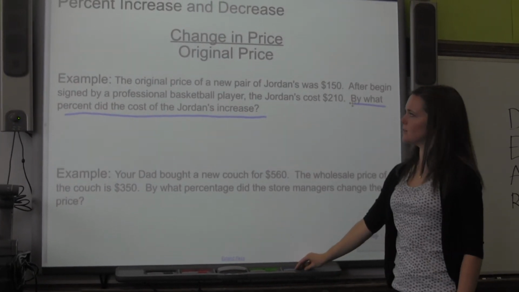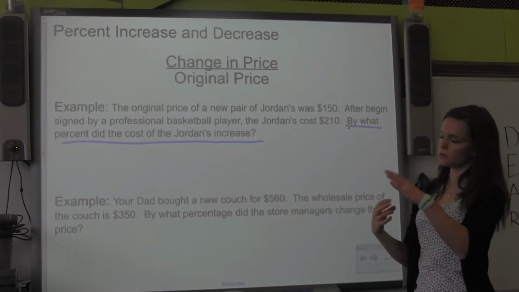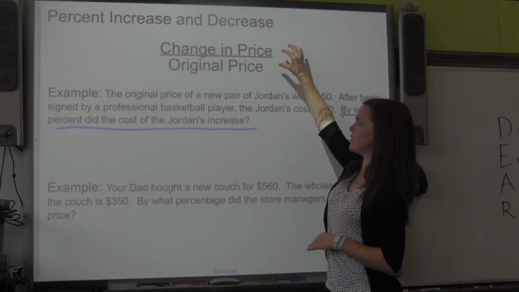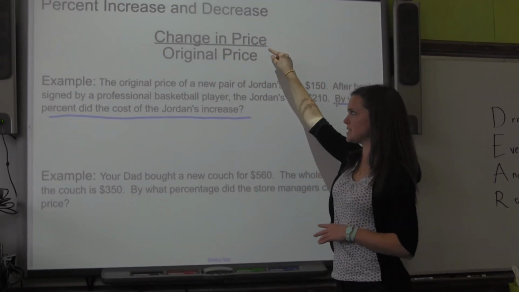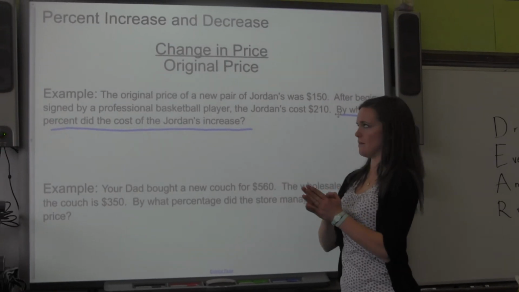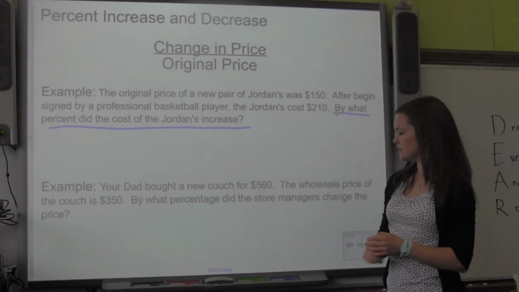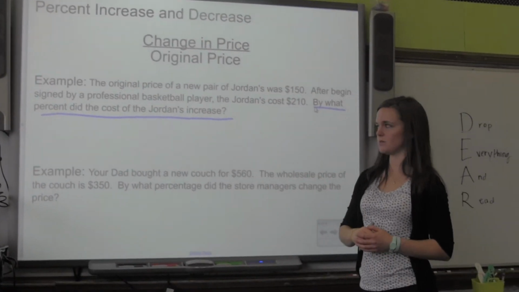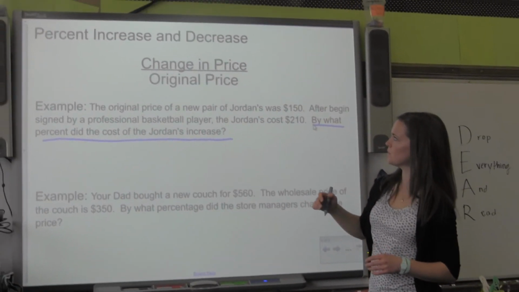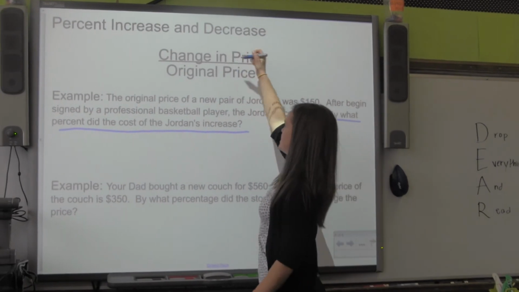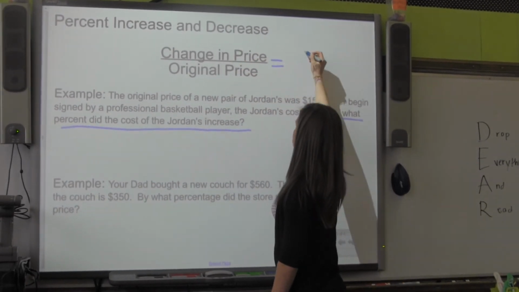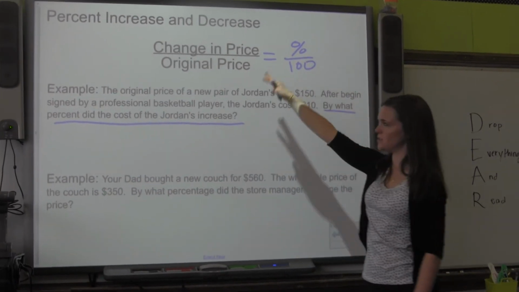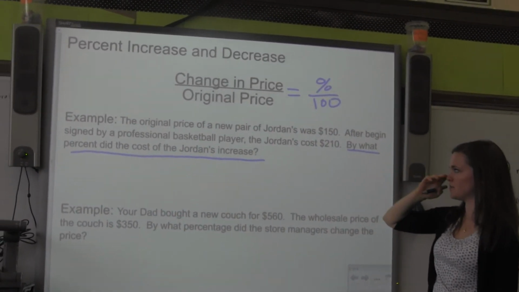So now what we're doing, we are still comparing a part to a whole, but the part is now the change in price, or the change in two numbers, over the original number. So we want to know how the change compares to the original size. All right. So I could fill this out by saying change in price over original price equals percent over 100. We're still using this proportion here.